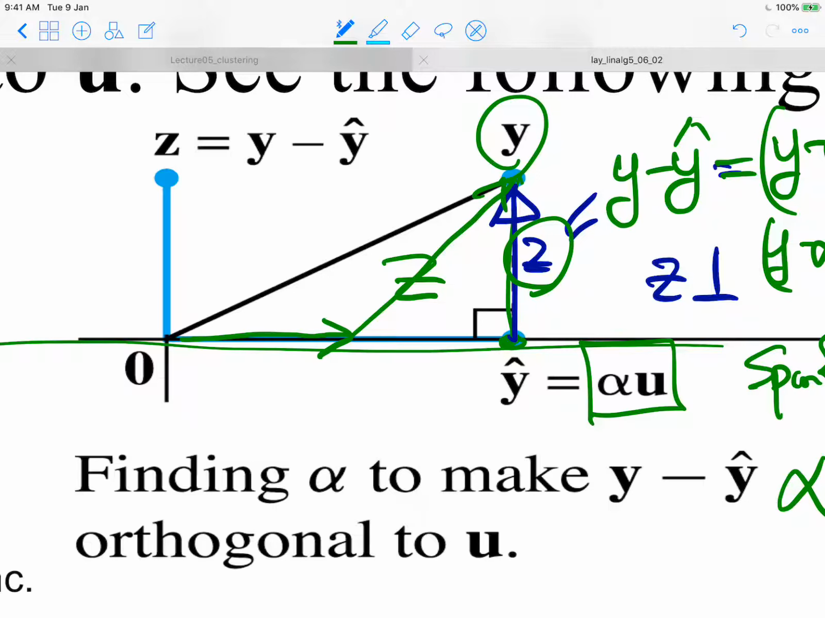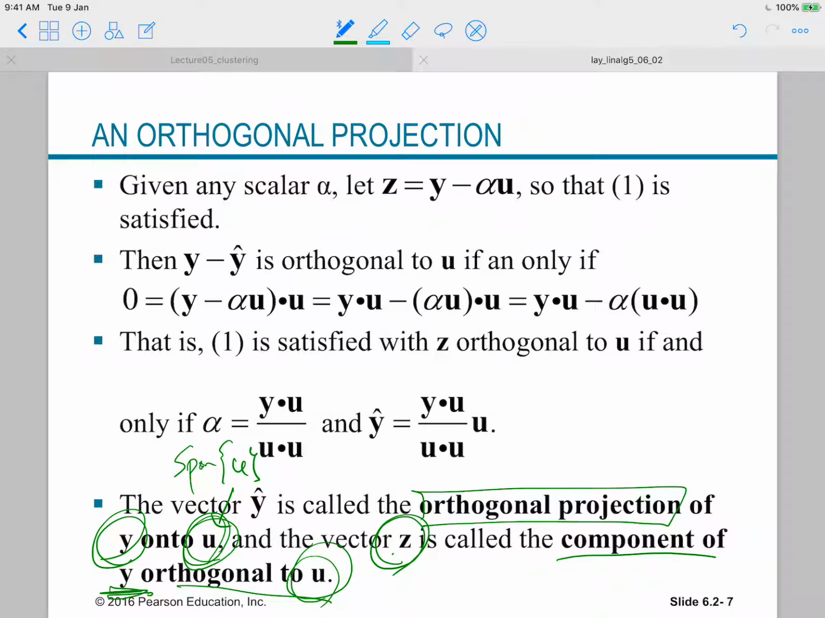Okay, so we are decomposing the original y into two components, where the first one belongs to our subspace and the second one is orthogonal to the given subspace. So that way z is a component of y, but it satisfies the orthogonality to the given subspace, or the basis vector u. Any questions so far?